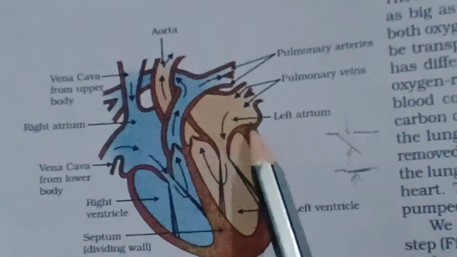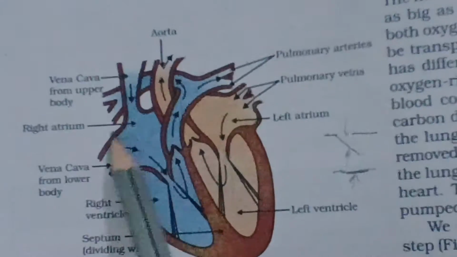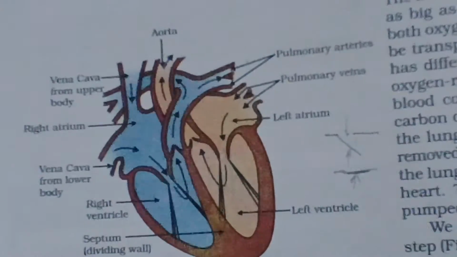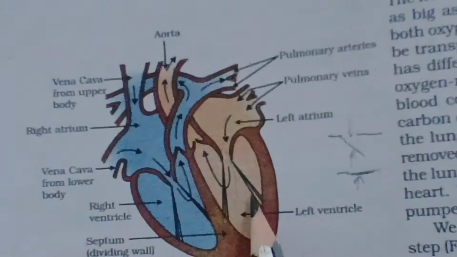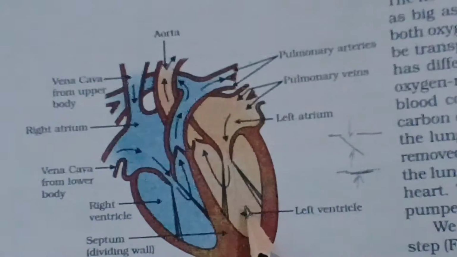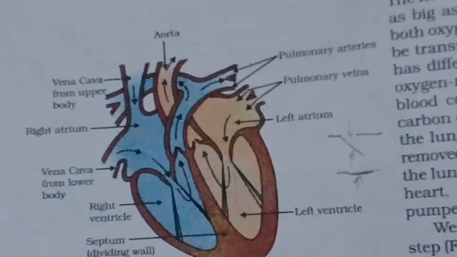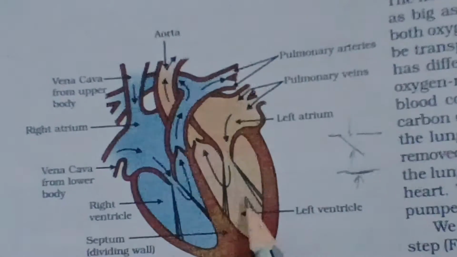If you see this, you are having a thin wall here in the upper chamber. These are all thin walls when compared to the lower chamber. These are all thick walls, because here the ventricles will pump the blood, right? It will contract, it will pump the blood. So here it is thick wall, here it is thin wall. Okay, so once the blood is filled in this left ventricle, it will pump.